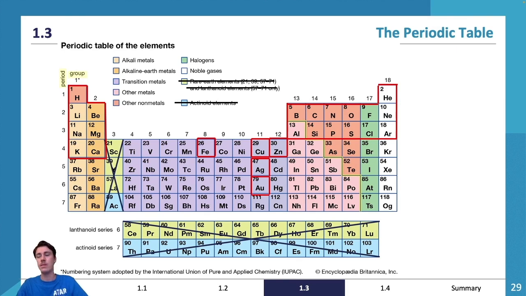Now, Isabel went through and highlighted the atoms, the elements, that you will need to know. These are the ones you need to know. You have hydrogen, lithium, beryllium, nitrogen, sodium, magnesium, potassium, calcium. You've got iron, copper, silver, gold, zinc. You've got beryllium, carbon, nitrogen, oxygen, fluorine, neon, helium, aluminium, silicon, phosphorus, sulfur, chlorine, and argon. So you will learn all that.